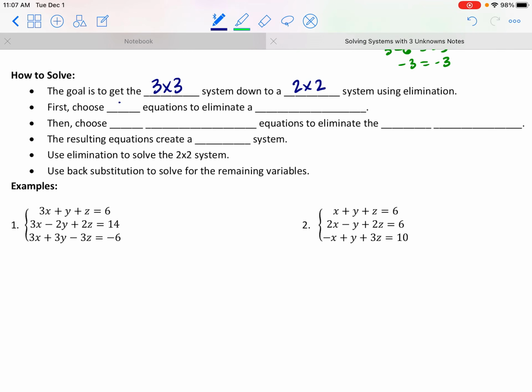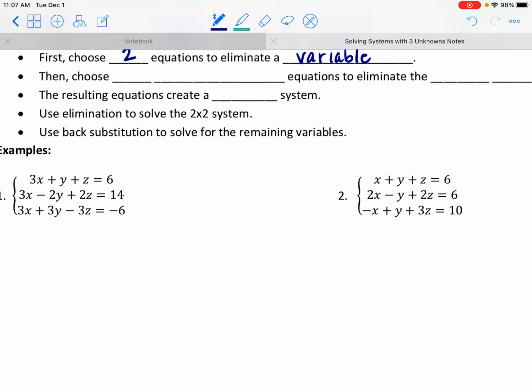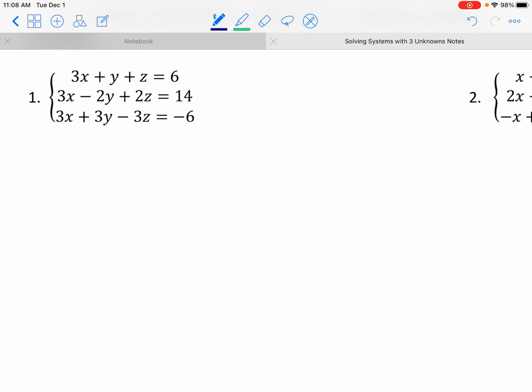We're going to choose two equations to eliminate a variable. Doesn't matter which two equations, doesn't matter which variable. But just so that we can stay organized here, I'm going to call this equation A, and this equation B, and this equation C. So if I want to pick two equations and eliminate a variable, again, doesn't matter, but all of these start with a 3x. If I can just make one of them negative, then getting rid of the x's would be pretty easy.